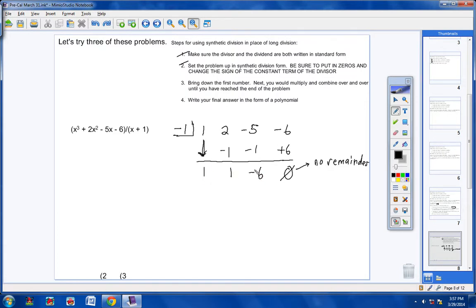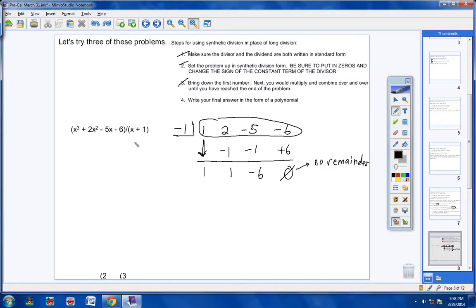Now, what do we do with these here? Well, I'm glad you asked. Step 4 says, write your final answer in the form of a polynomial. Okay, no problem. Remember how all of these numbers up here were coefficients? Remember 1, 2, -5, 1, 2, -5, -6, remember that? Well, that's what these numbers are down here. These numbers are coefficients.